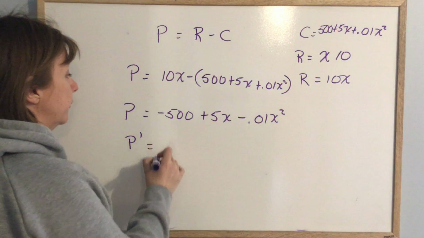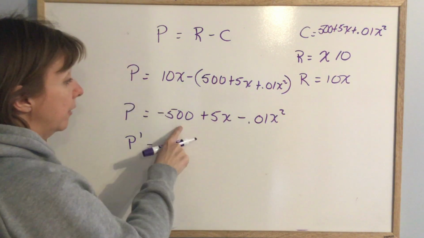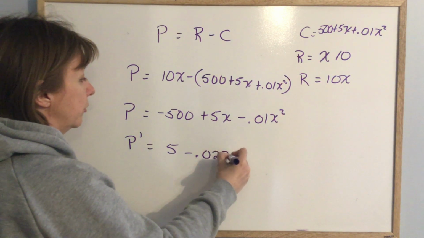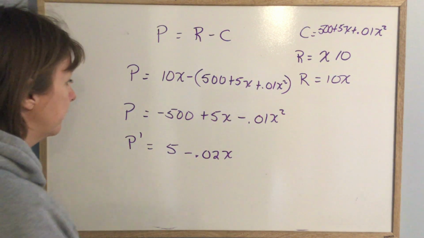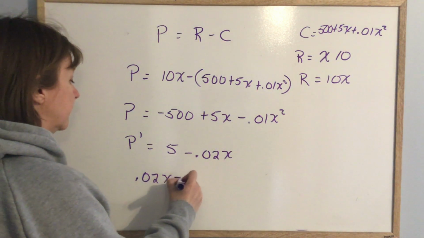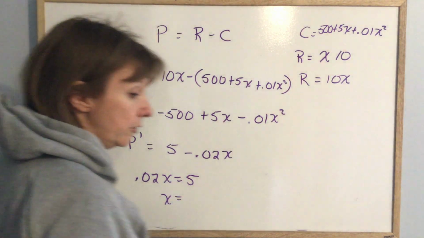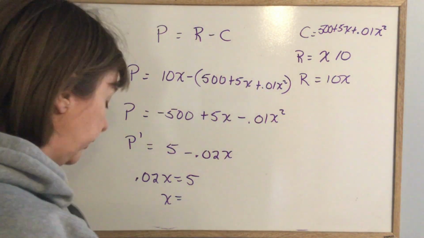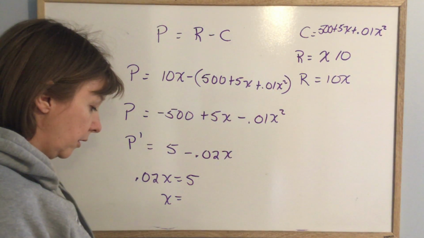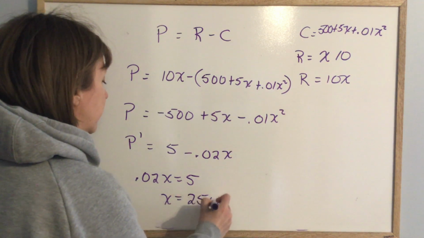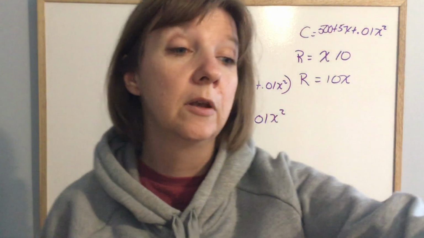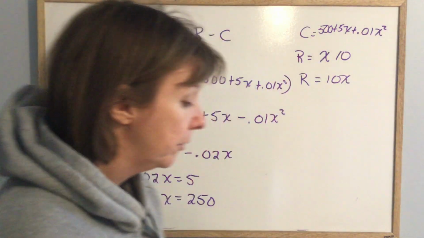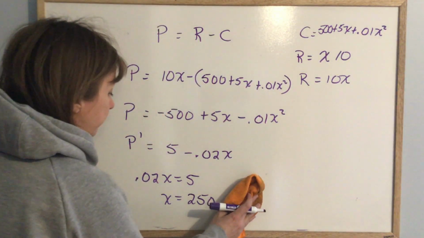Now I'm going to find the derivative, which that would be 0. This would be 5 minus 0.02x. I'm going to make it equal to 0. So I have 0.02x is equal to 5. So I'm going to do 5 divided by 0.02. And I get 250. So my production level, the number that I should make, is 250 in order to maximize my profit. All right. Number 4.